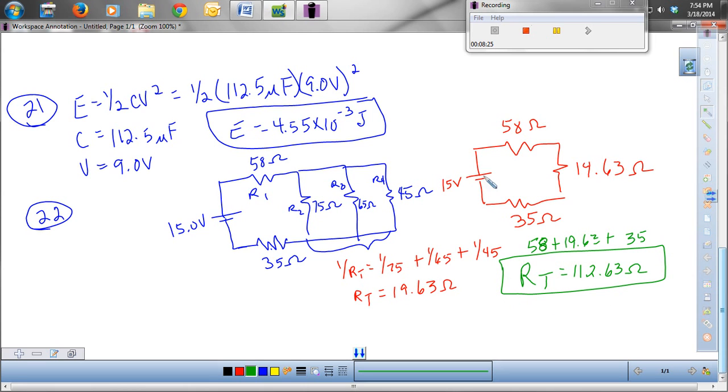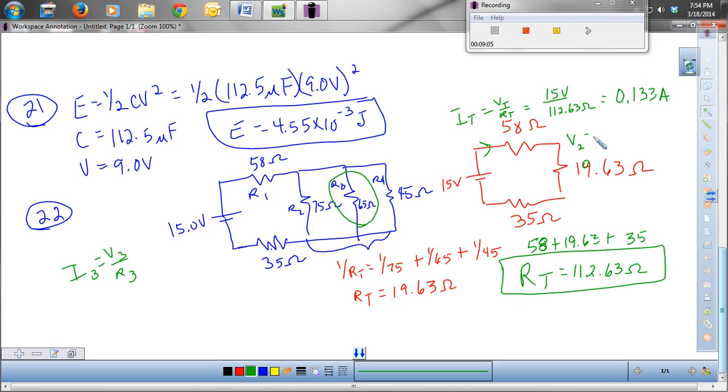Then they wanted to know the total current. Well, IT equals VT over RT. So I had 15 volts over 112.63 ohms. And that gave me 0.133 amps. And then the hardest part was they wanted to know what was the current right here. Well, I said I3 is equal to V3 over R3. Well, I don't have V3, but the cool thing is I know the voltage here, here, and here is the same, so if I can find the voltage here, then I will know V2, V3, and V4.